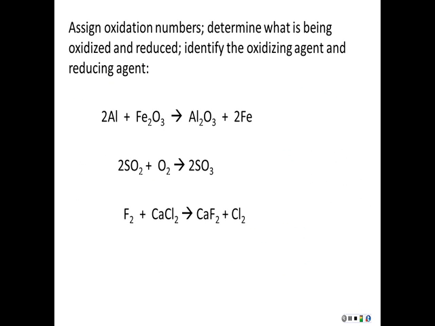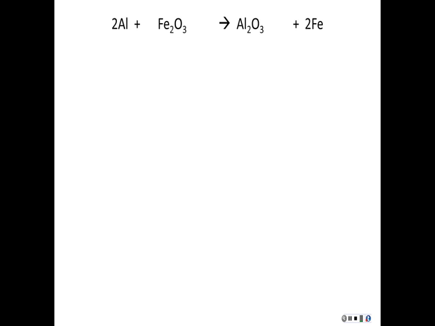So here's some for you to try now. Assign oxidation numbers and determine what is being oxidized and reduced. Identify the oxidizing agent and the reducing agent. So you want to copy these down on a piece of paper and try them, and then you can come back and look at the solutions. Okay, so I'm going to go through these one at a time. Alright, starting with the first one.